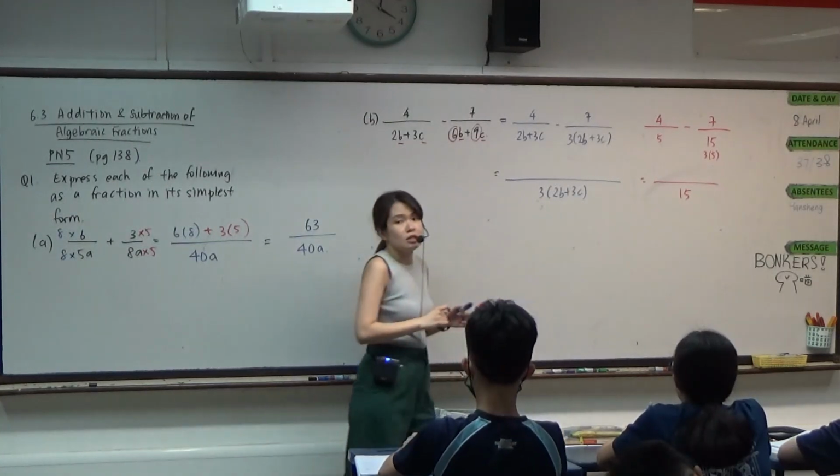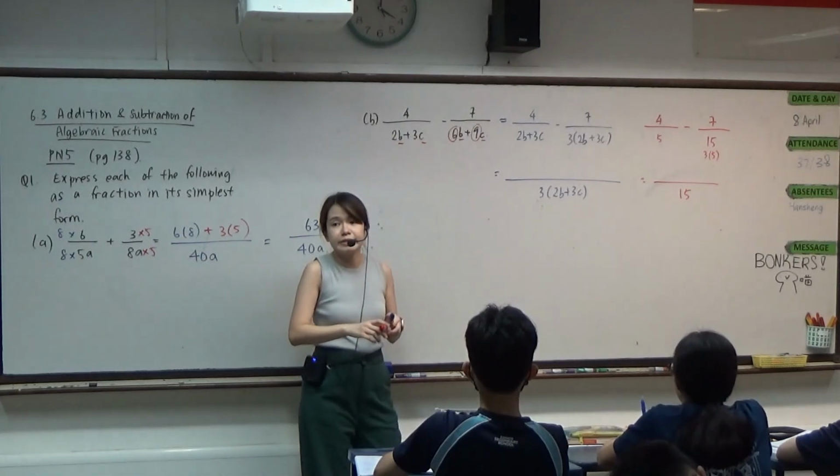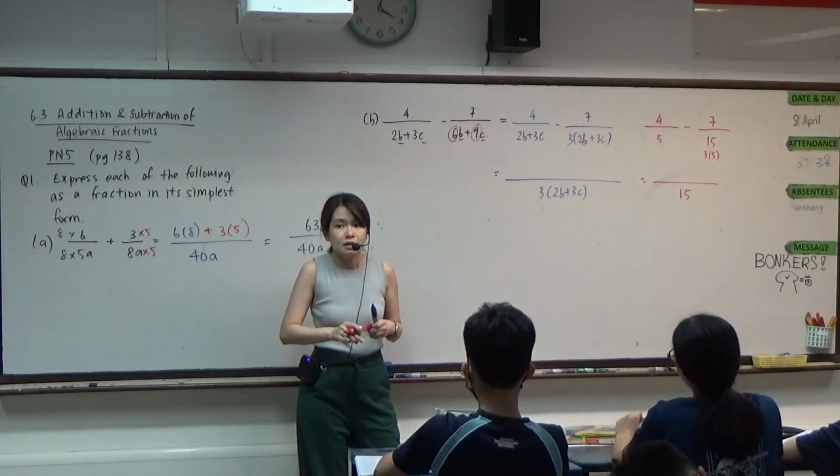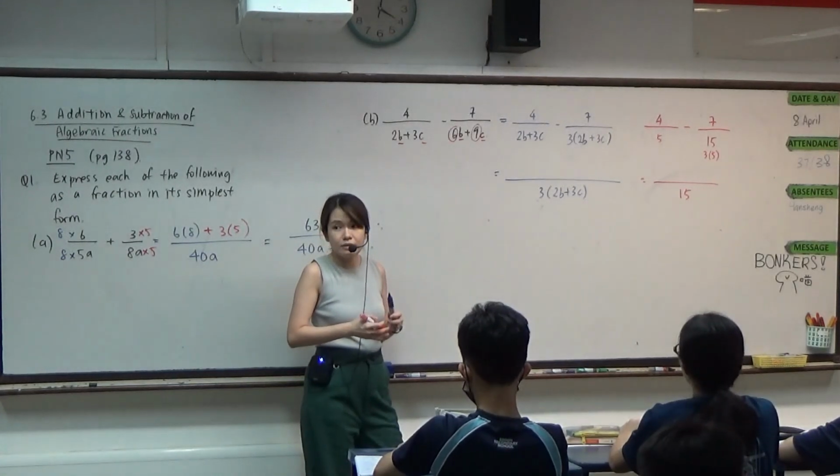The denominator will be 3 times (2b plus 3c). That will be the lowest common multiple. Any questions? Do we understand? Do we follow?